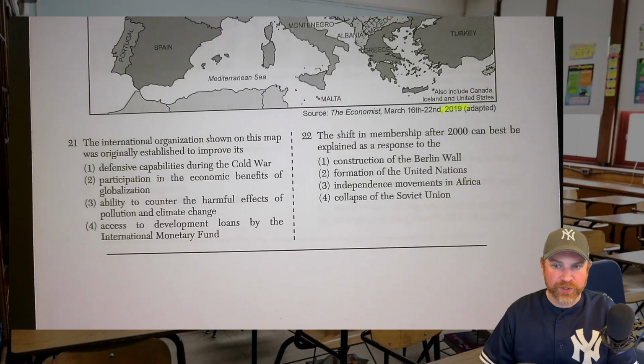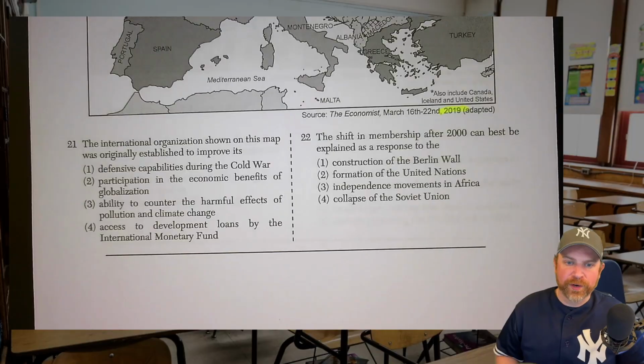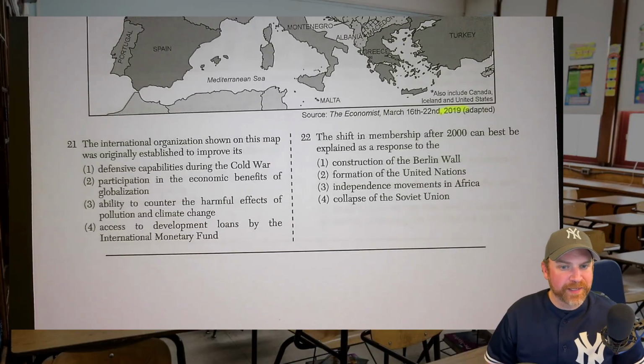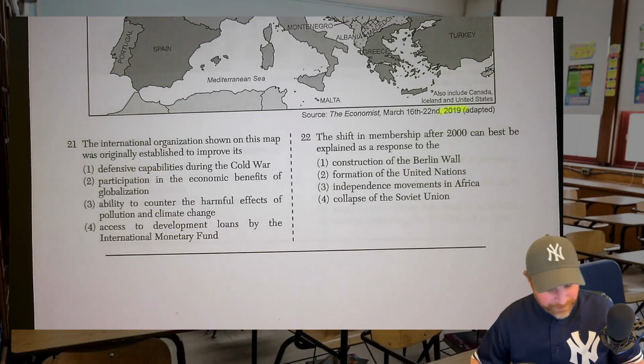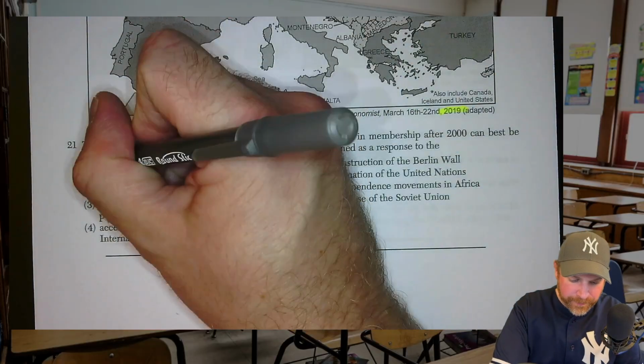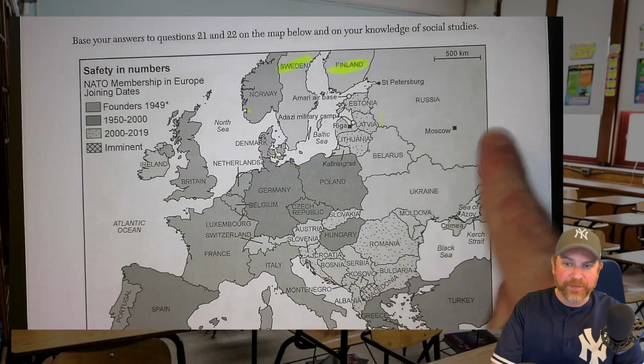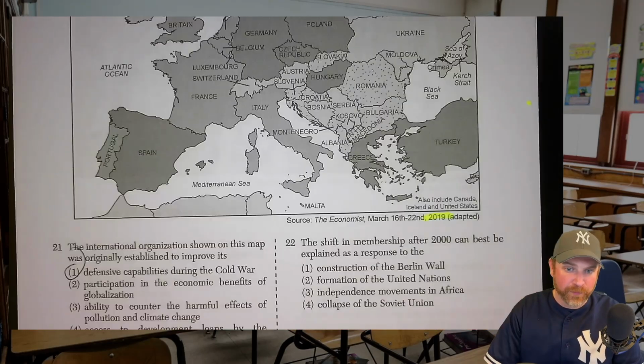So let's take a look at question 21 here. The international organization shown on this map was originally established to improve its... So the whole point of NATO was to do what? That's going to be easy. It's going to be choice 1. The defensive capabilities during the Cold War, right? They're trying to defend themselves from the encroachment of the Soviet Union or the aggression of the Soviet Union, right?